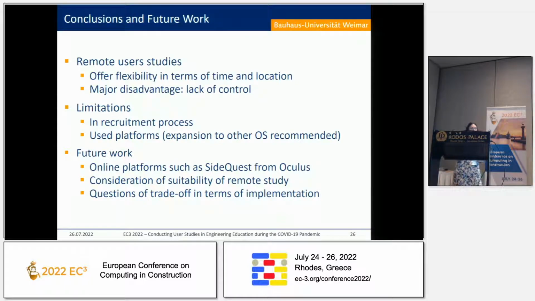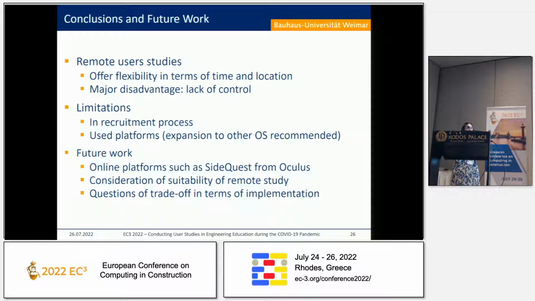So our conclusion for that is remote studies offer flexibility in terms of time and location. However, we can't really control them. The biggest limitation is definitely the recruitment process, and we used Windows as a platform, so there is definitely room for expansion to other systems. In our future work, we definitely want to test out some online platforms such as SideQuest, where the users have their own Oculus head-mounted displays at home.